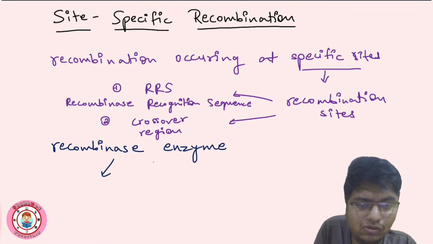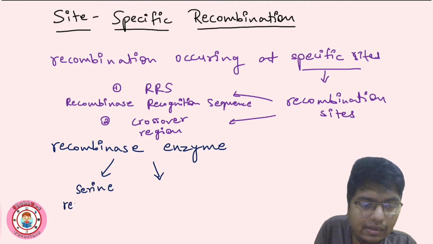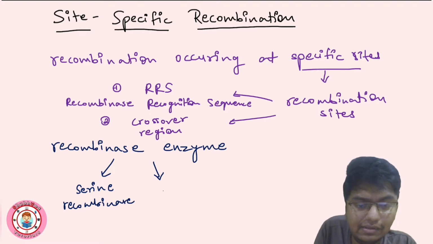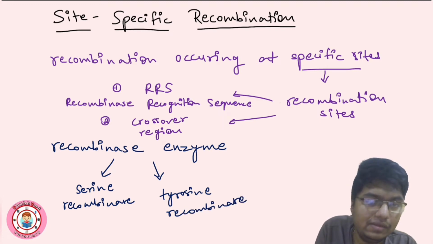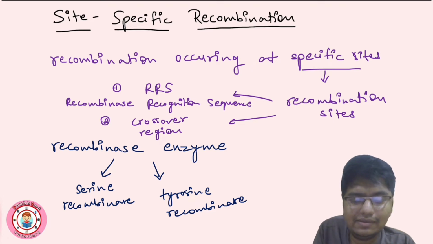Recombinase enzyme is also of two types. First is serine recombinase, and second is tyrosine recombinase. Now let's see what it is exactly.